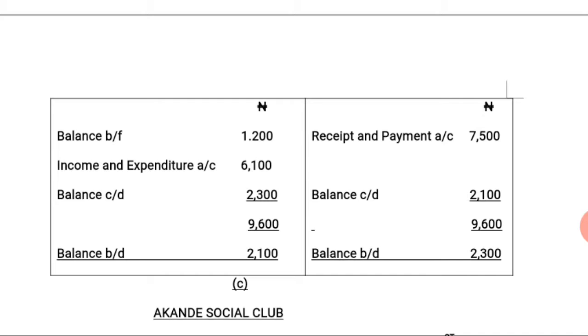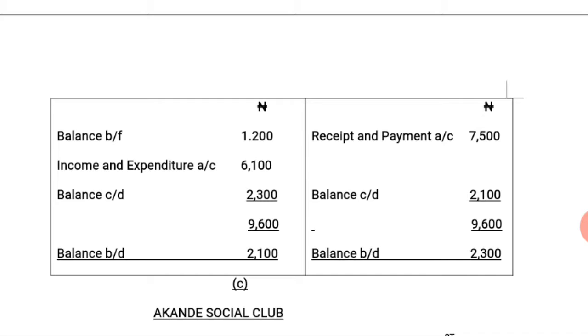Then on the debit side of the subscription account, we have the balance brought forward of 1,200 naira. That was the subscription for last year, which was being owed by some members, and as stated in number 4 of our additional information, which says that subscription owing by members were as follows: 31st December 2013, 1,200. So that's the balance brought forward of the subscription, 1,200.